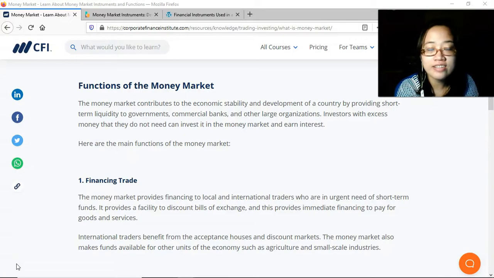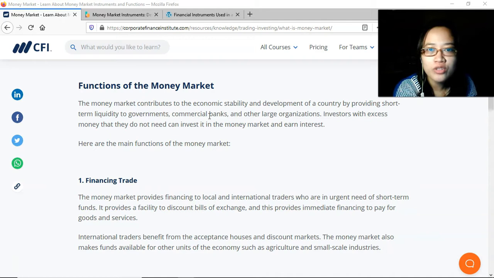Okay, so this is another video for the subject capital markets, and in this particular video, ang topic natin, functions of the money market saka yung mga money market instruments natin. Okay, so we have here an article from corporatefinanceinstitute.com. Okay, ang main point talaga dito dapat yung money market instruments, pero since may available information here on the functions, sama na natin. Okay.